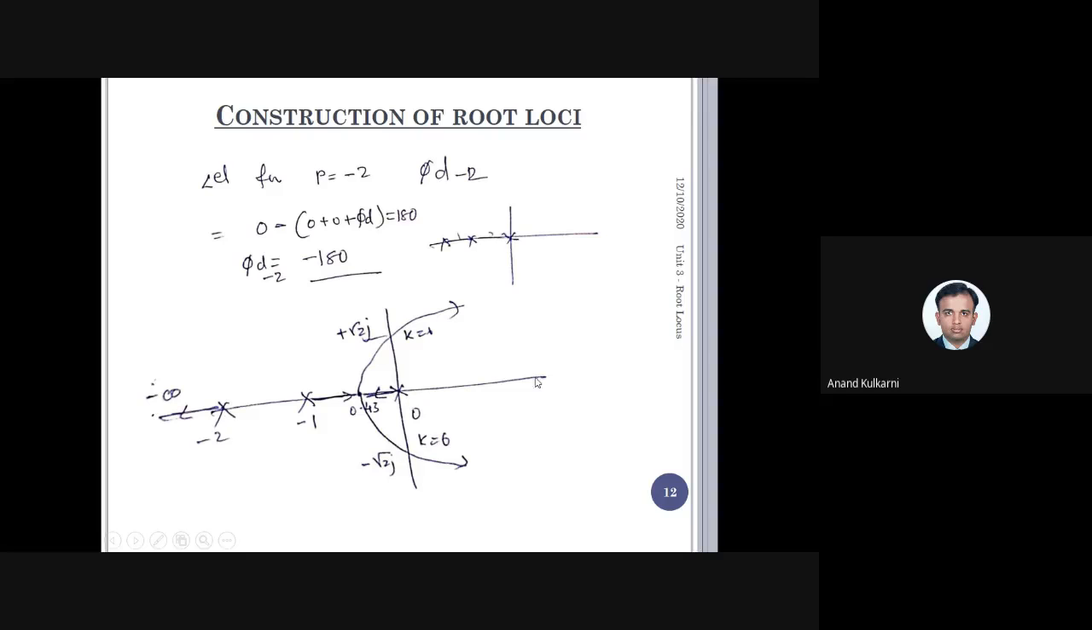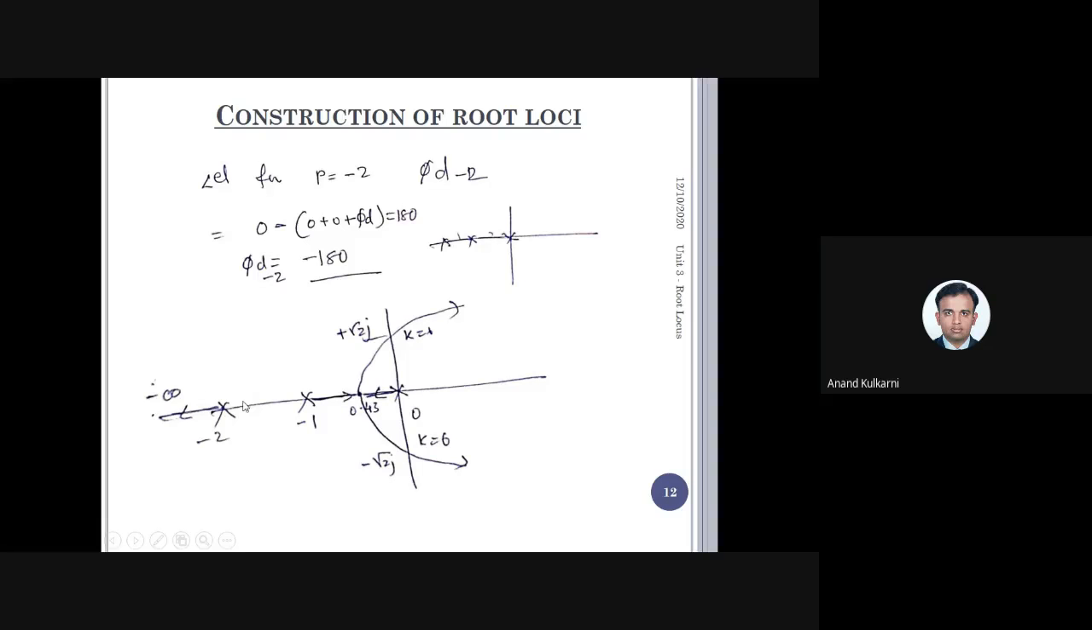When k is equal to 0, there is one pole at the origin. That means it is on the j omega axis, the system is limitedly stable. As the value of k goes on increasing, one root locus will start moving towards left. That means the poles are moving towards left, means the system becomes more stable. This root locus will go towards minus infinity. So all the roots will go towards left hand side only. That means the system becomes more and more stable as the value of k goes on increasing.